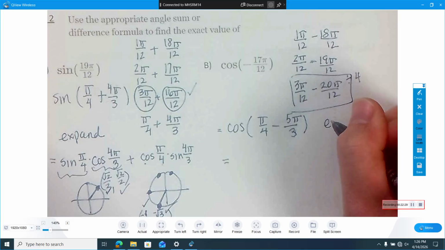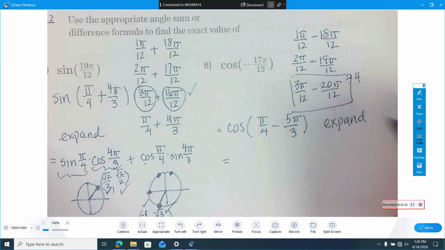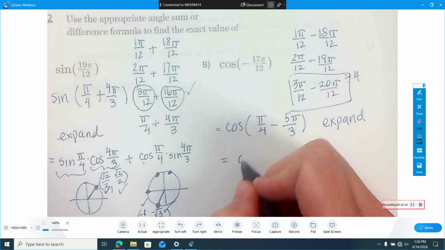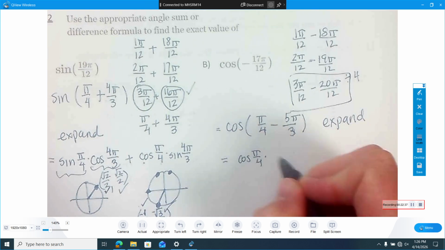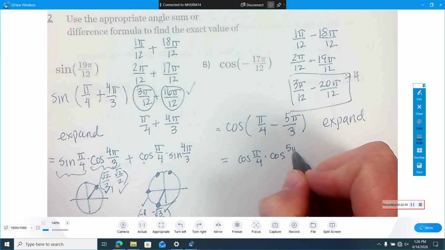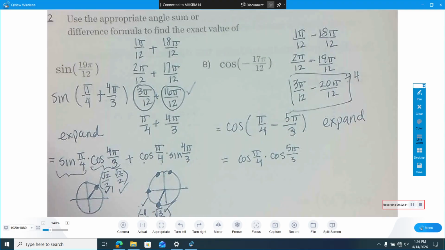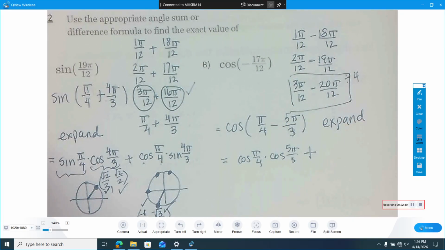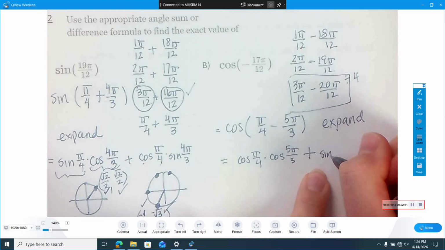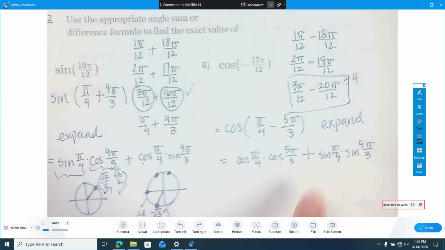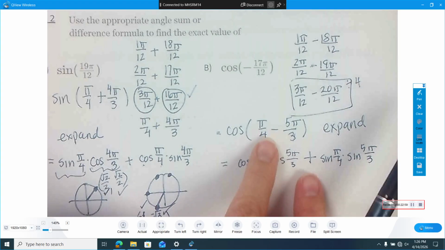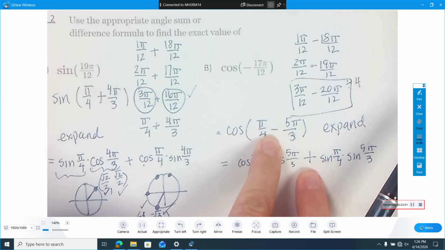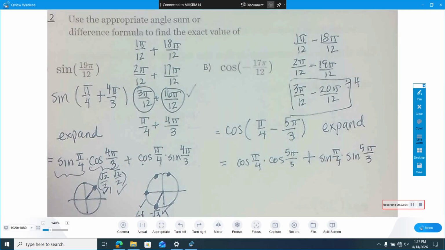Cosine, cosine, sine, sine. All right, so cosine of the first times cosine of the second, and we don't have to worry about the negative, that minus sign is part of the formula, so we're going to change the sign so it becomes plus sine of pi over 4 times sine of 5 pi over 3. Cosine, cosine, sine, sine, change the sign. That's how I remember that.